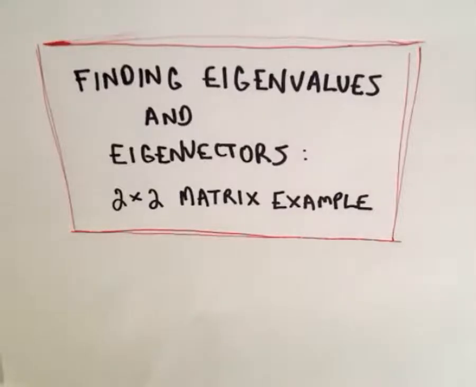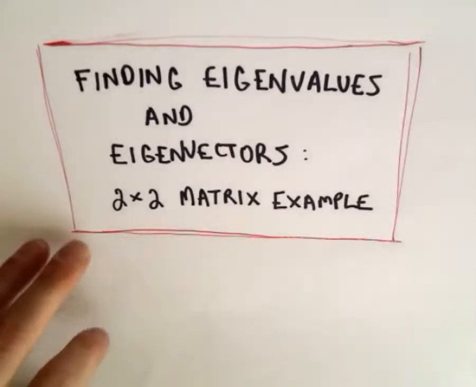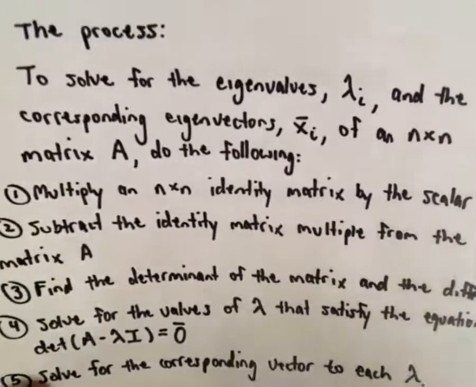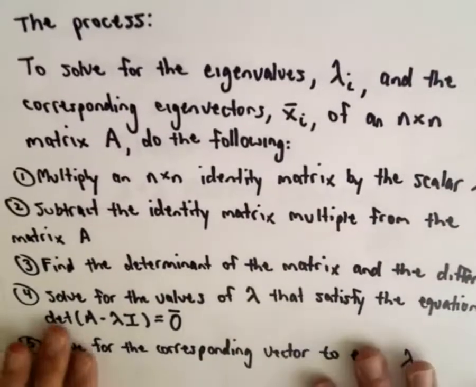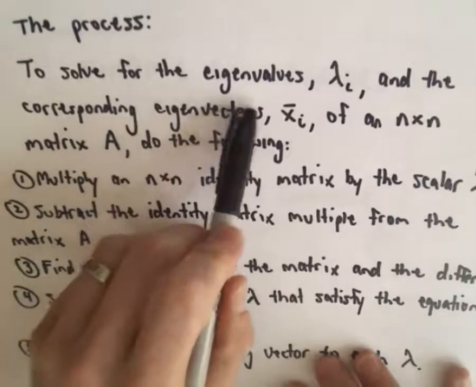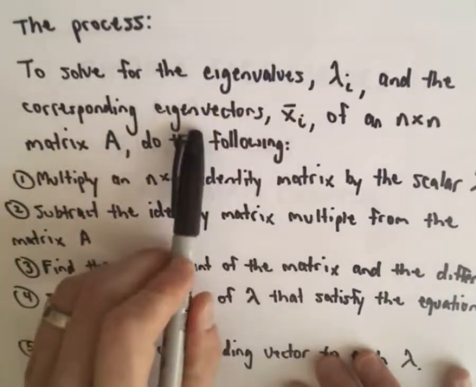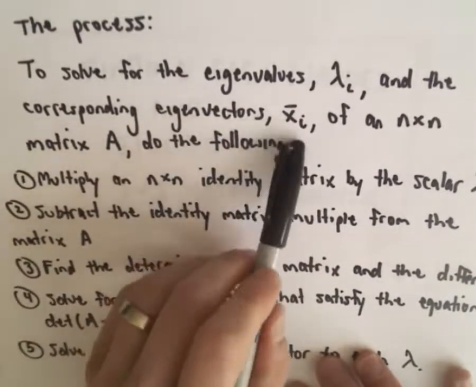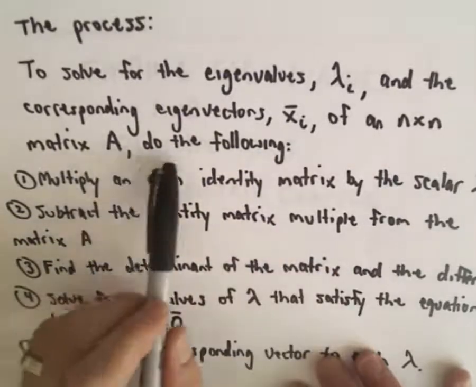Okay, in this video I'm going to look at an example of finding eigenvalues and eigenvectors for a 2x2 matrix. So this certainly generalizes to any n by n matrix, but the arithmetic can get very tedious, especially if you're doing it by hand. But this is the basic process. So to solve for the eigenvalues, lambda sub i, and the corresponding eigenvectors, x sub i, of an n by n matrix A, we'll do the following.